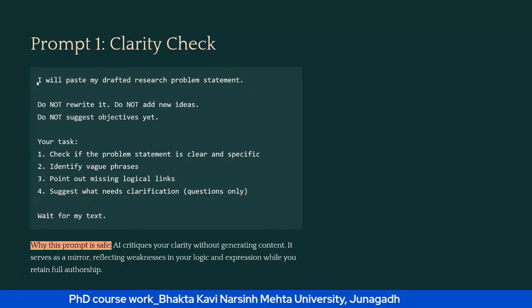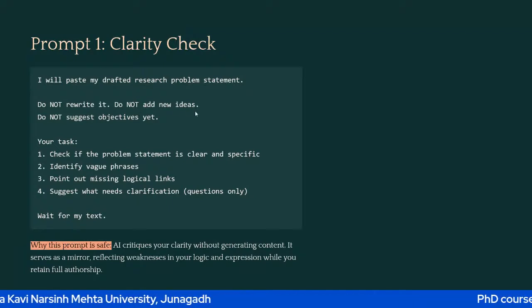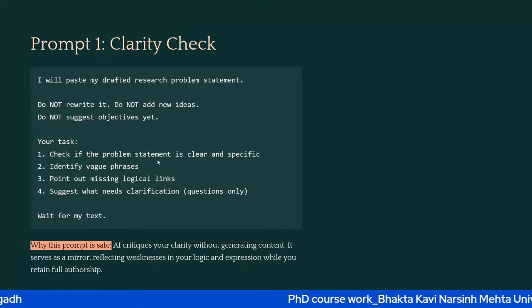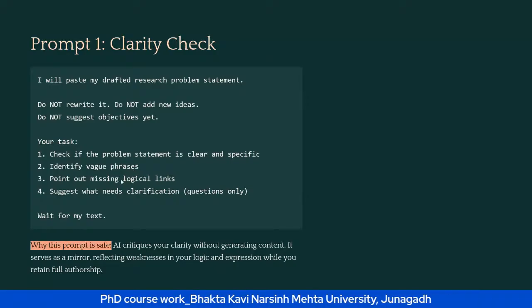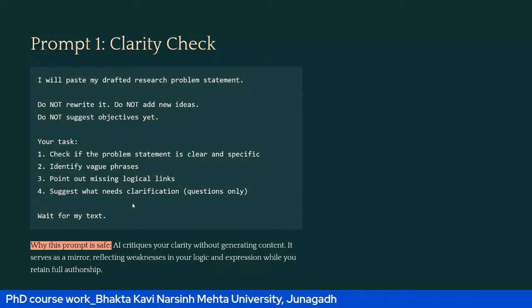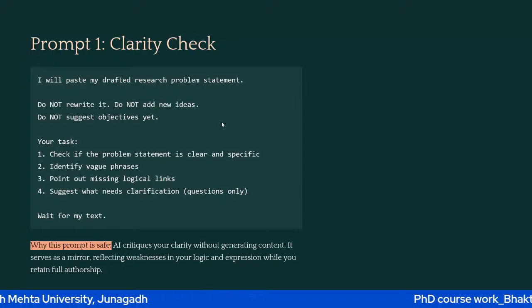What you have to do is paste your drafted research problem statement. Do not overwrite it, do not add new ideas, do not suggest objectives yet. Your task is to check whether the problem statement is clear and specific or not, identify vague phrases, point out missing logical links, and suggest any clarification. So this is only the first kind of checking of your research problem.